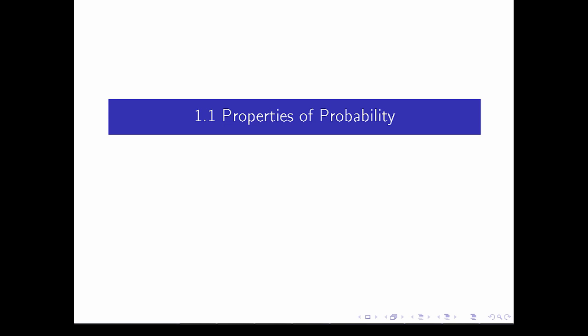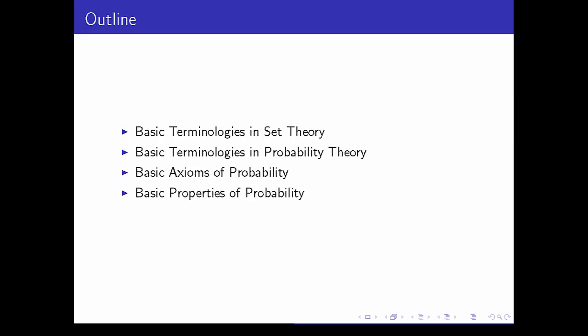Hello everyone, in section 1.1 we will study basic properties of probability theory. The outline of this section will be the main four topics. We will learn basic terminologies used in set theory, basic terminologies used in probability theory. Then we learn the basic axioms of probability, and finally we learn basic properties of probability theory.